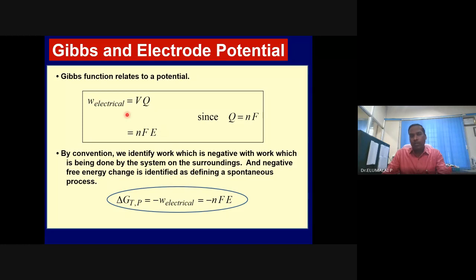So now you replace this W by nFE. You get delta G is equal to minus nFE. This is the heart of electrochemistry. So now we are very much connected to thermodynamics.